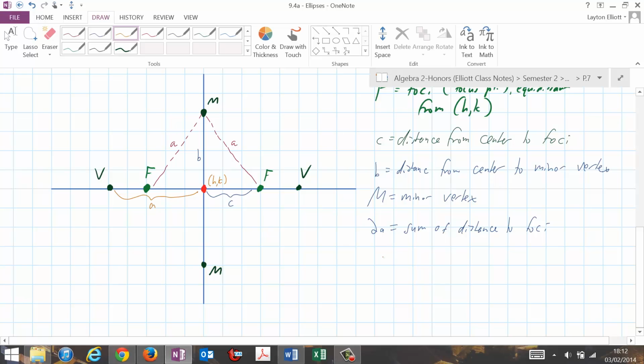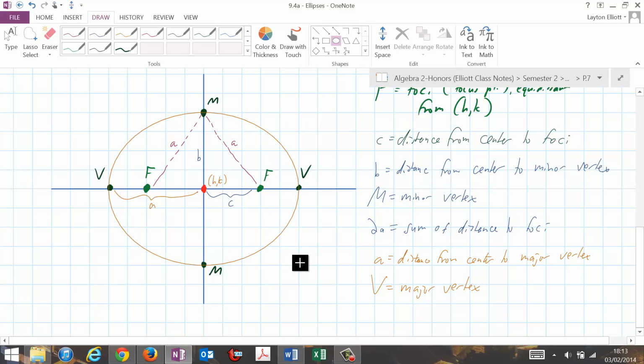So I'm actually going to define A right now as the distance from the center to the major vertex. And we're going to use capital V to indicate major vertex. I'm going to recreate this figure here in a second, but let me connect and show you what this ellipse would look like if I did sketch it all the way around.